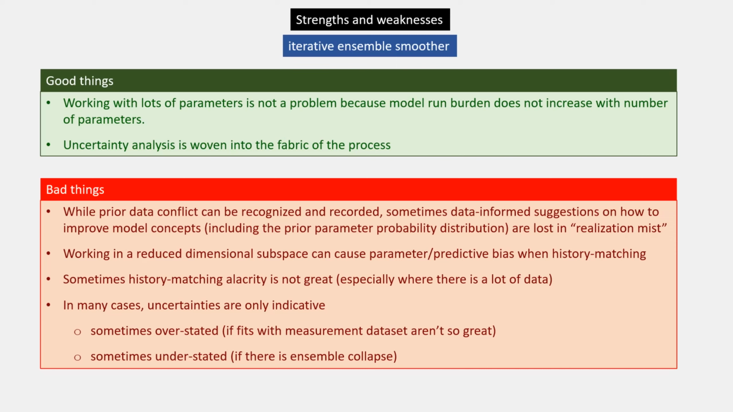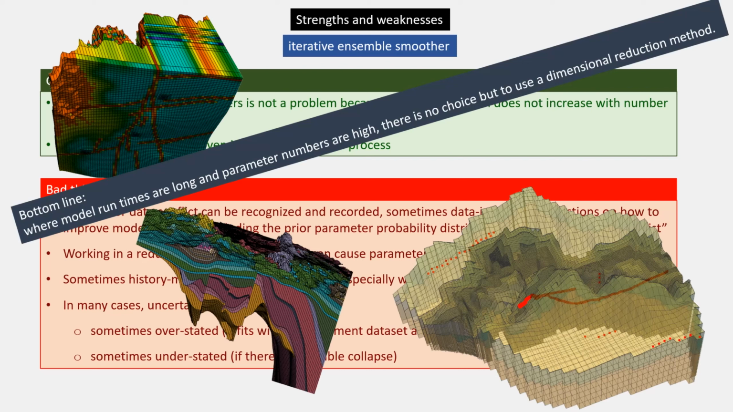Ensemble methods are fast and allow us to work with lots of parameters, but of course, with benefits always comes some cost. There is one thing for sure, however. If we've got a great big model, with great big run times, and lots of structural complexity, which we should match with parameterization complexity, we don't have too many options. We have to use some kind of dimensional reduction method if we're going to history match that model.